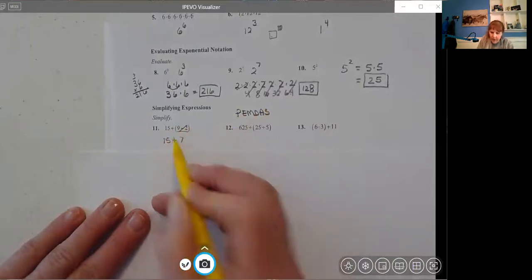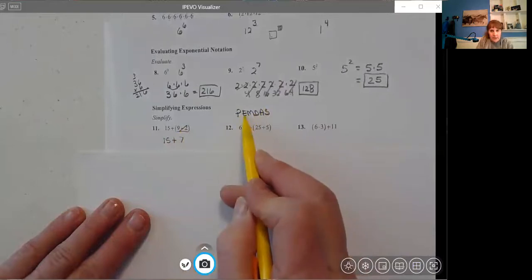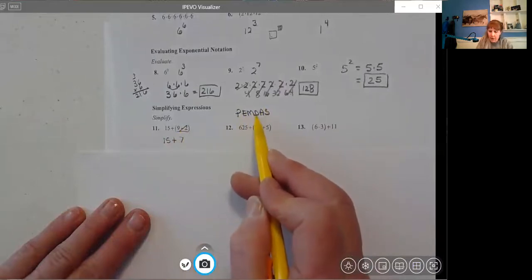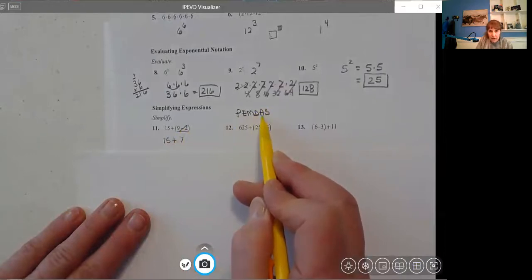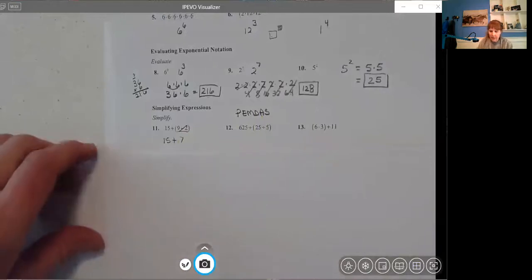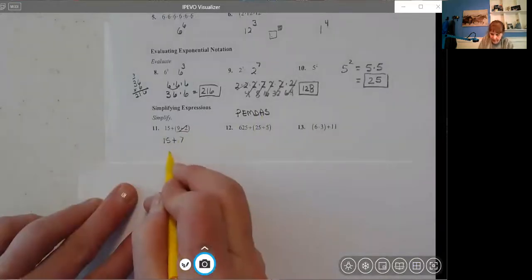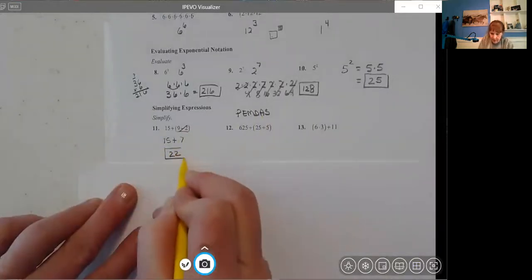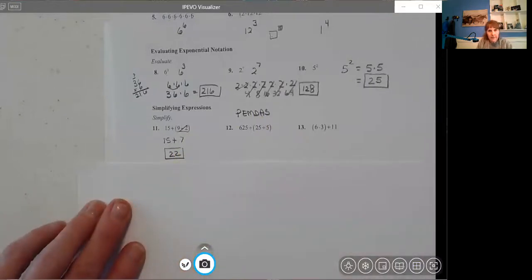There's no exponents. There's no multiplication or division, but there is an addition or subtraction. So the last thing I would do would be to add those together and come up with 22. And there's your answer, using your PEMDAS idea. All right, let's look at number 12 here.